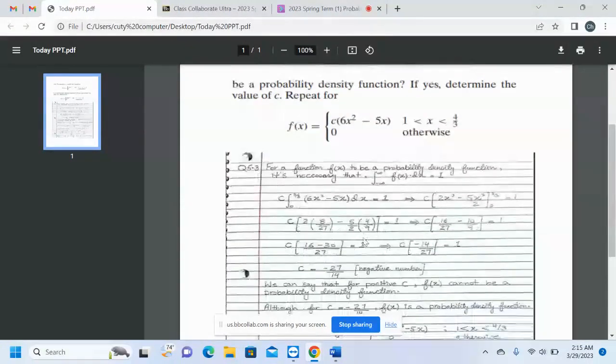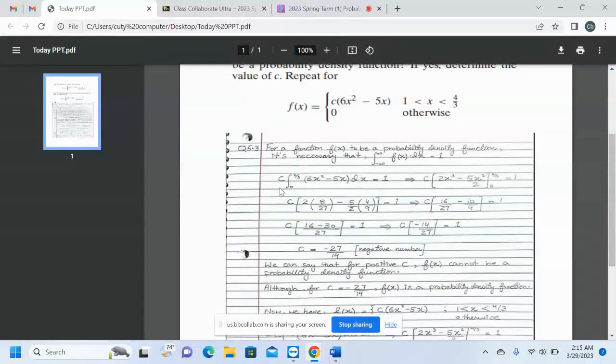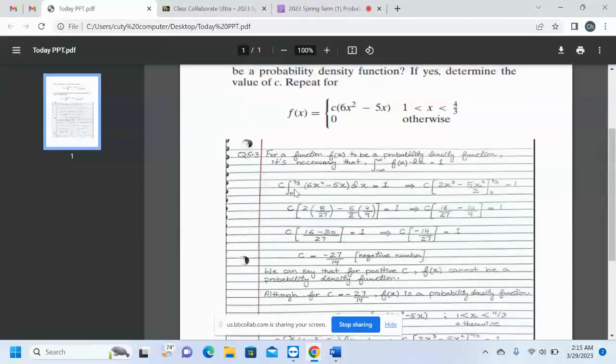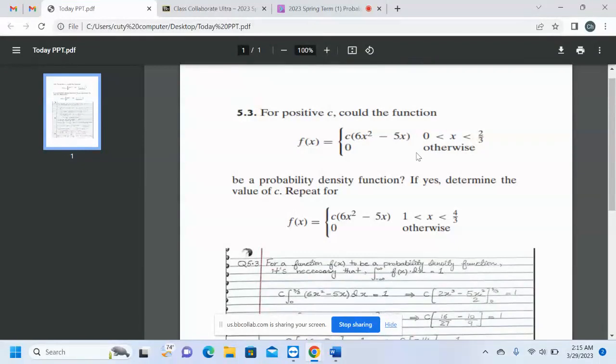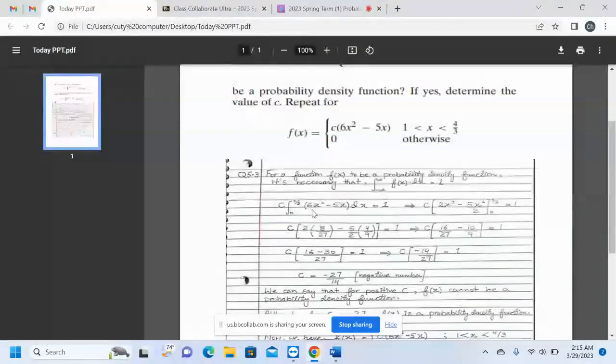For a function f(x) to be a probability density function, it's necessary that the integral from minus infinity to infinity of f(x) dx is equal to 1. It must be 1. So c times the integral with the limits given in the question, upper limit 2/3 and lower limit 0 in the first part, of (6x² − 5x) dx is equal to 1. After applying the integral, we get 2x³ − 5x²/2, with limits 0 to 2/3, equal to 1.